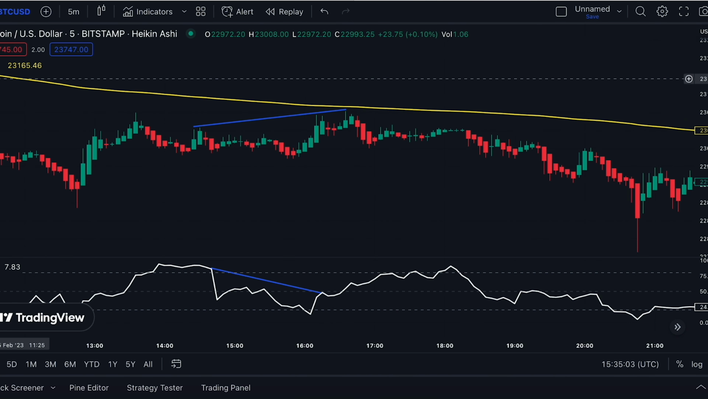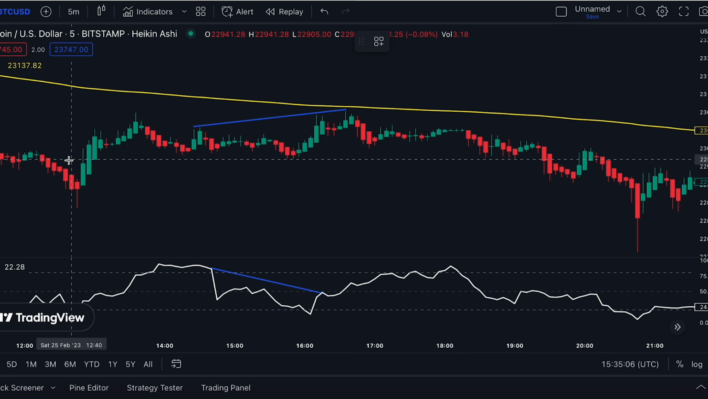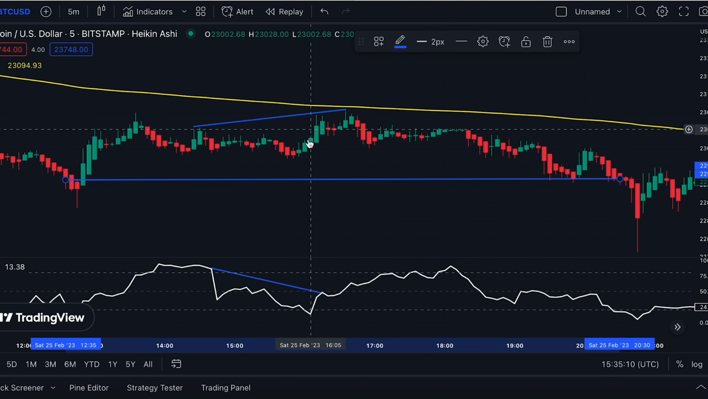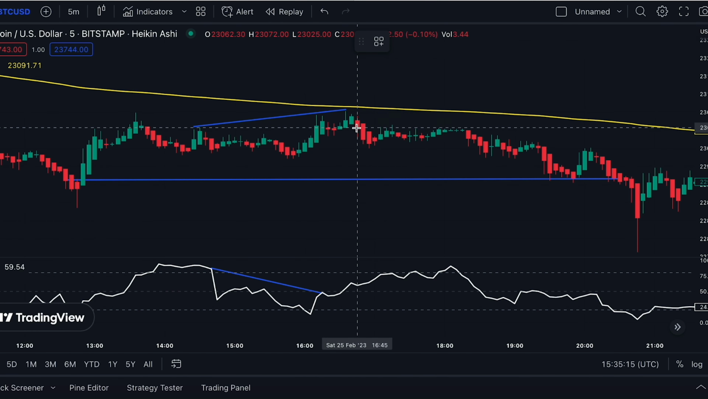When this occurs, it demonstrates to us the weakening of the short-term uptrend and the diminishing influence of the bulls. We must also ensure that the price is trading below the 200-period EMA in order to ensure that we are not engaging in a trade that is contrary to the larger pattern. We will take a sell position if all of these criteria are satisfied.